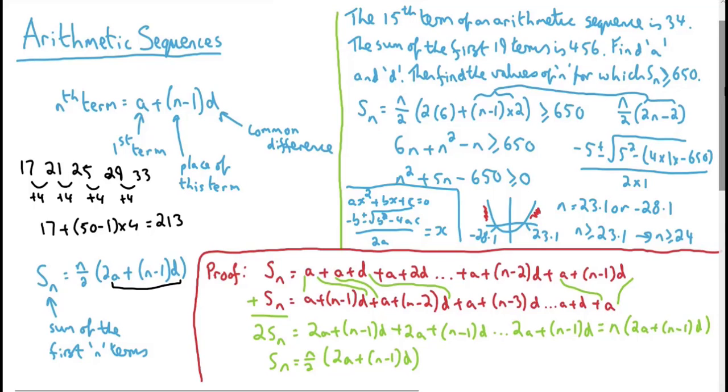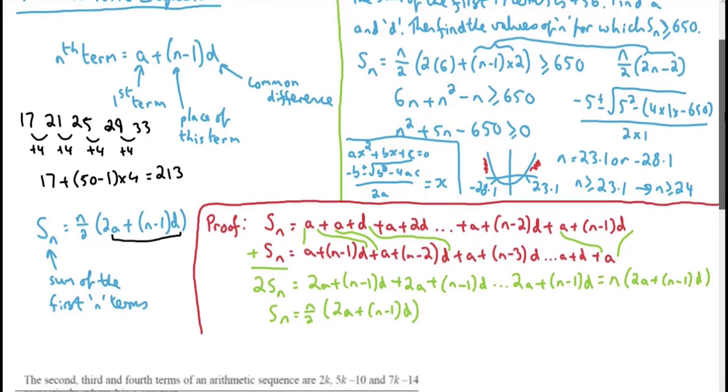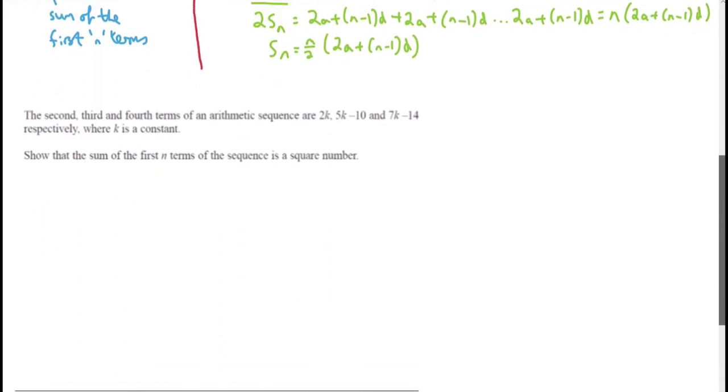Okay. If we're all right with this, let's just see what an exam-style question may be. Here we're told that the second, third and fourth terms of an arithmetic sequence are 2k, 5k minus 10 and 7k minus 14 respectively, where k is a constant. Now show that the sum of the first n terms of the sequence is a square number.